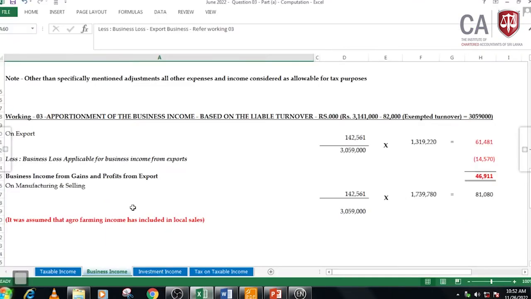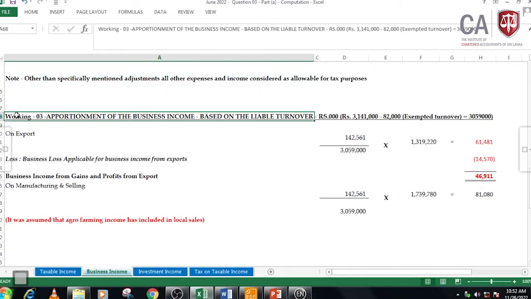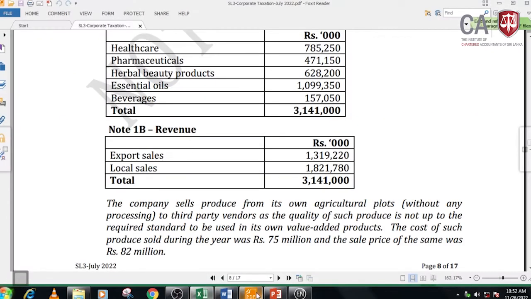Now let me come to the question. Apportionment of the business income based on the liable turnover. We have the total turnover given in the question 3,141,000. From that, what I have done, assuming that in the local sales, this 82 million is included.